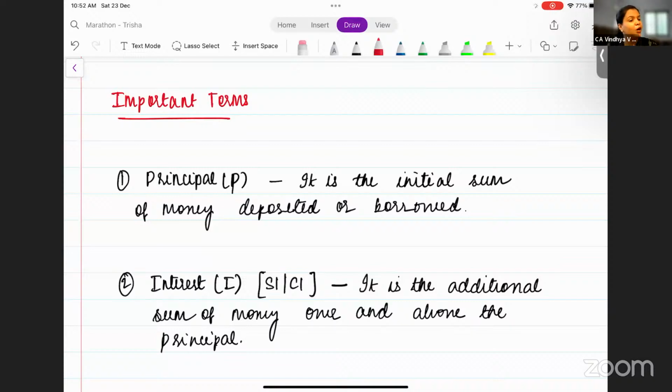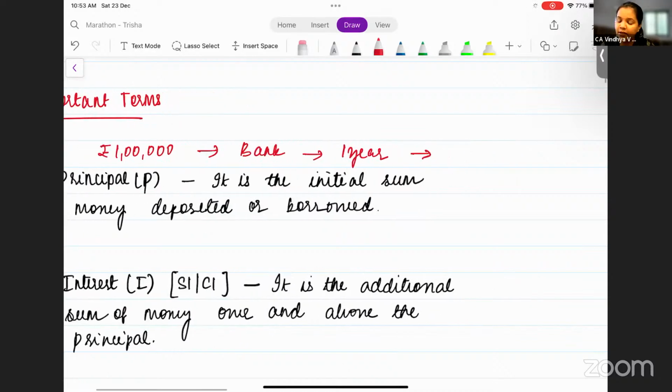Now, let us say I deposit 1 lakh into a bank. What am I doing? I'm depositing rupees 1 lakh into a bank. I'm depositing this for 1 year. After a year, I will get back 1 lakh 10,000. This is my example.